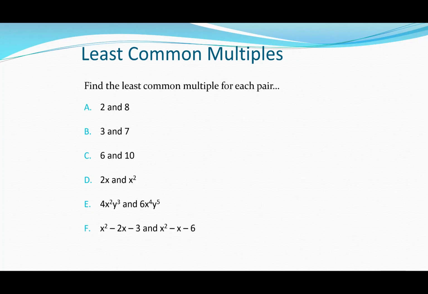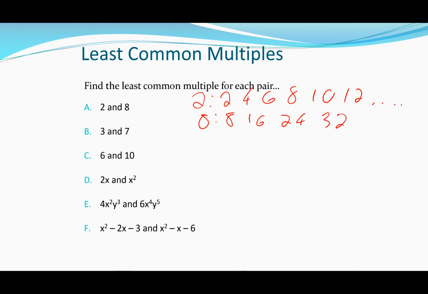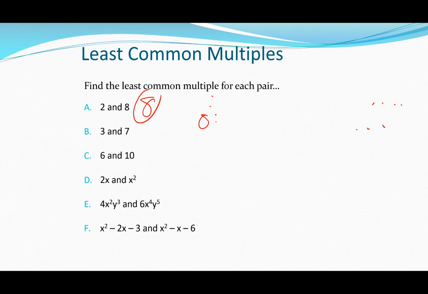So for 2 and 8, what's the least common multiple between 2 and 8? Well, multiples of 2 would be 2, 4, 6, 8, 10, 12, etc. Multiples of 8 would be 8, 16, 24, 32, etc. The least common multiple, the one they have in common, is 8. 8 is the smallest common multiple they have, so the least common multiple would be 8 for that. You can try these out for a lot of them, 3 and 7. The least common multiple for 3 and 7 would be 21.